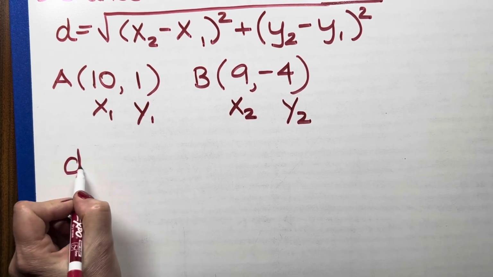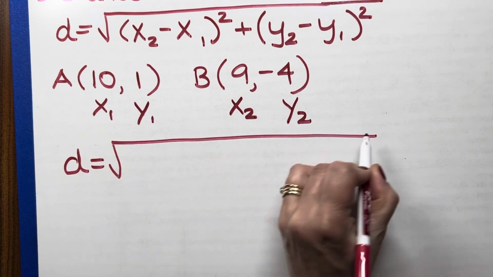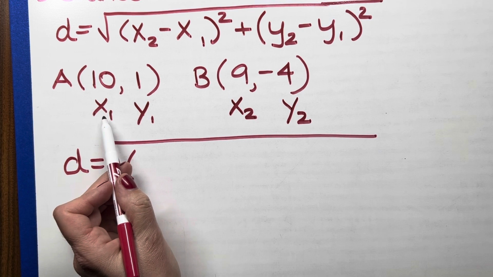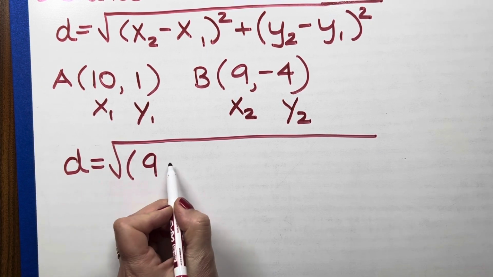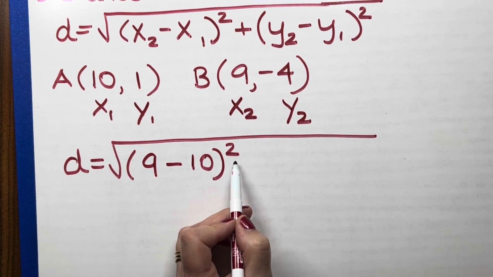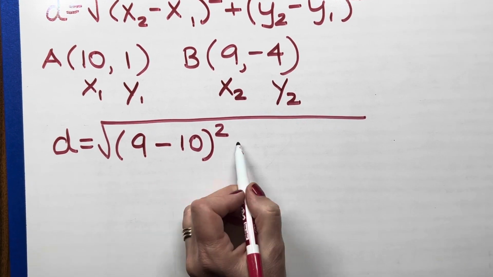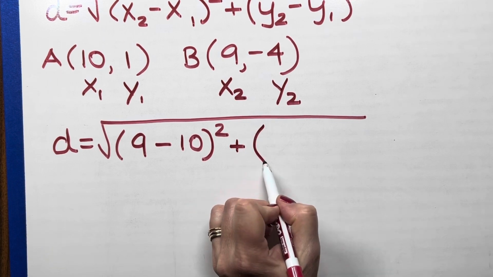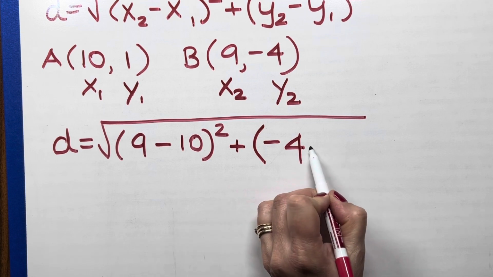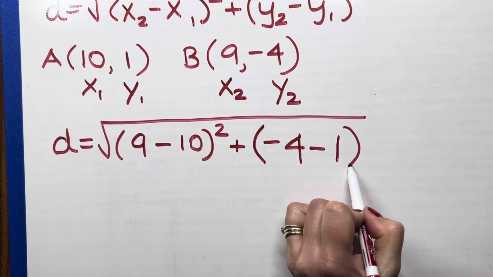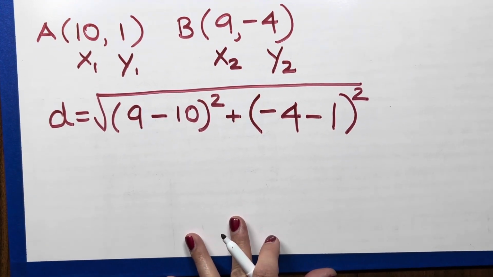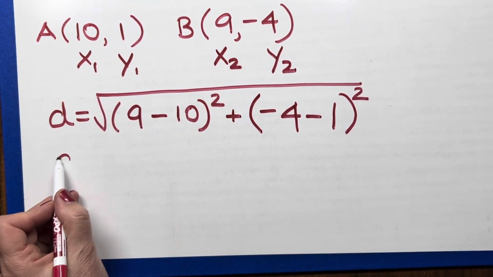So let's do that together. So I'm going to take my x2 and subtract my x1. That means I'm taking my 9 and I'm subtracting 10. And then remember, we square that value, whatever it is that we're going to get. Then I'm going to add, the next parenthesis is the y2, so the negative 4, minus my y1, which is 1, and then remember to square that. So watch your signs when you have a lot of negatives going on.